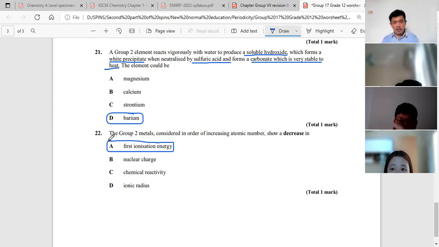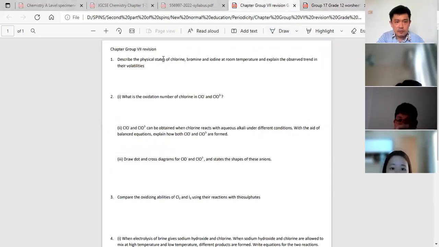Chemical reactivity down group 2 increases, becomes more reactive, and ionic radius also increases down the group. Okay, so for this one, later I will upload it on the Google Classroom. Now we are going to continue with the revision.